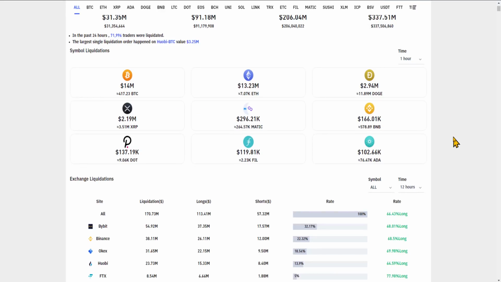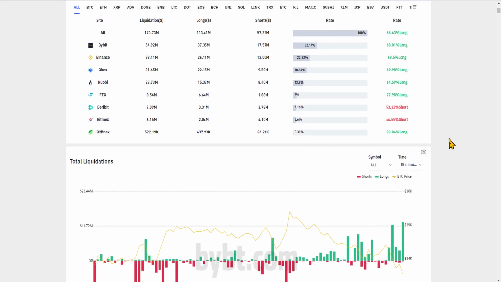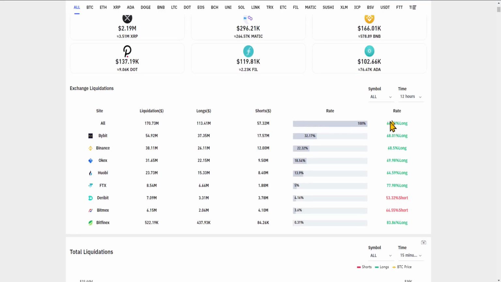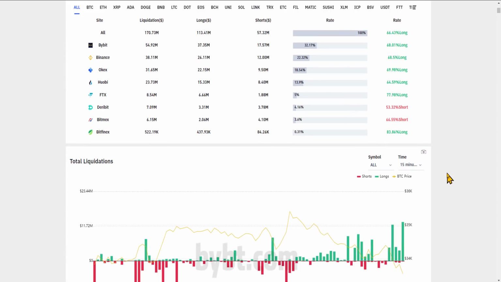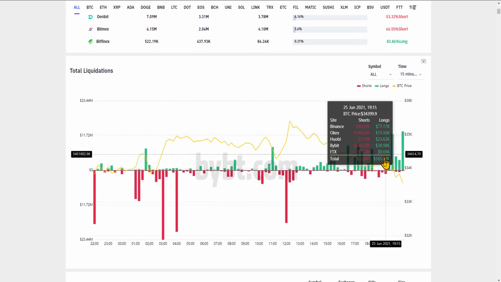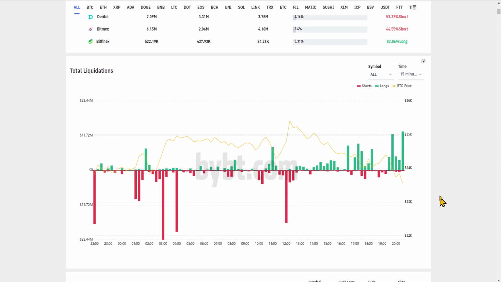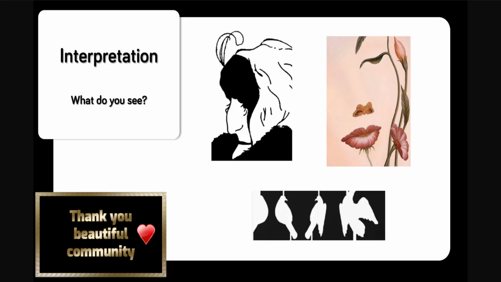Over the past 24 hours, 71,996 traders were liquidated. If we look over the past 12 hours, 66% of liquidations were long. And we can see the longs getting liquidated in here. It really makes a lot of sense. When we look at the price action, we can actually tell this anyway. A lot of trading and investing is really about interpretation.